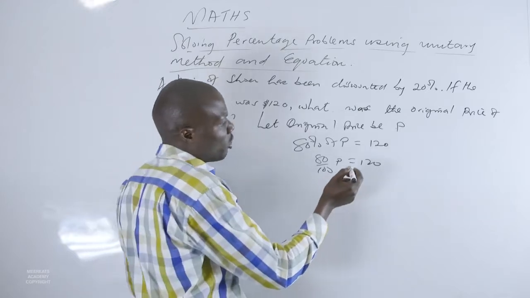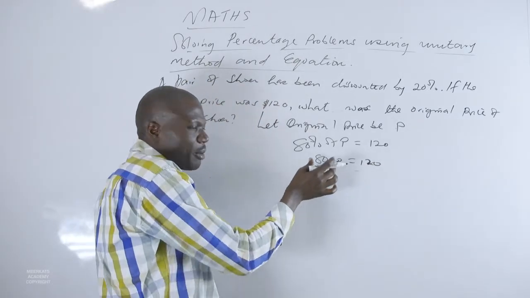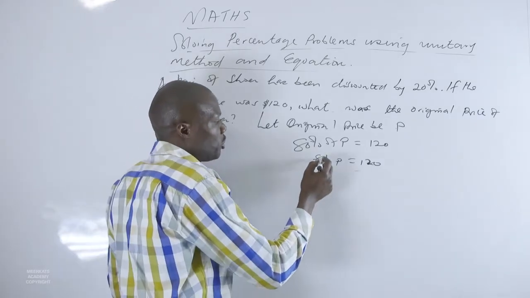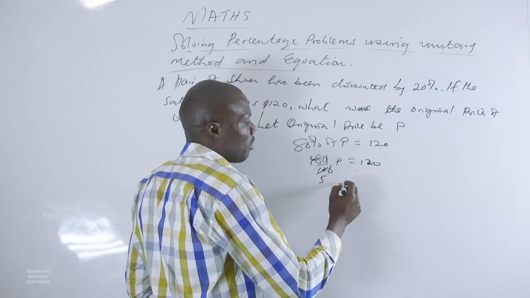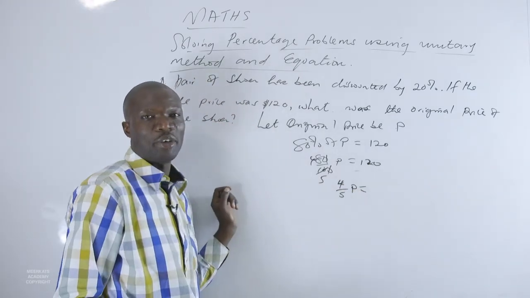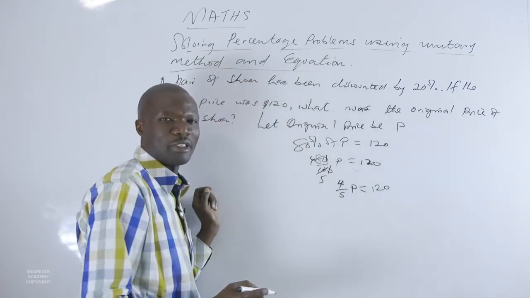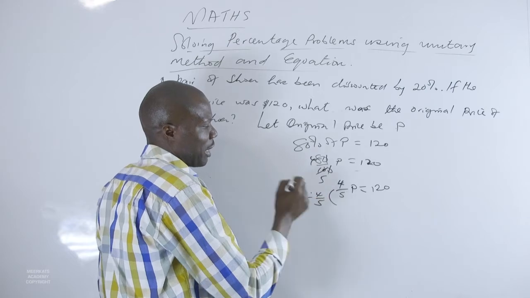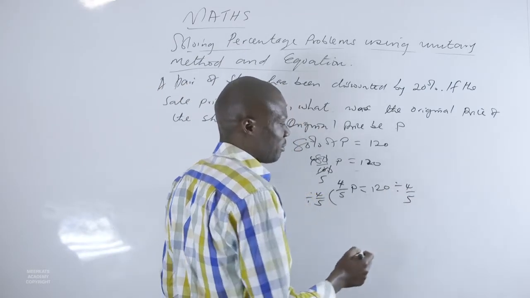Now, if it's going to be 120, we simplify the fraction here. By 10, it's 8 over 10. By 2 is 4, by 2 is 5. So we are looking at an equation of 4 over 5 P is equal to 120. I'll divide this side by 4 over 5 and divide this side by 4 over 5.